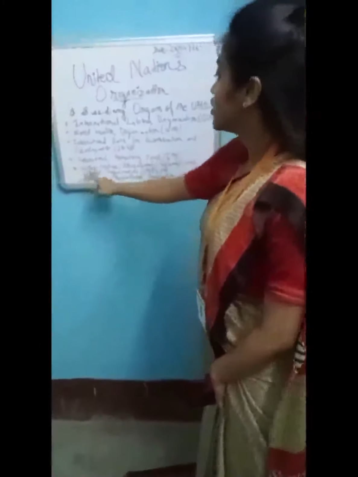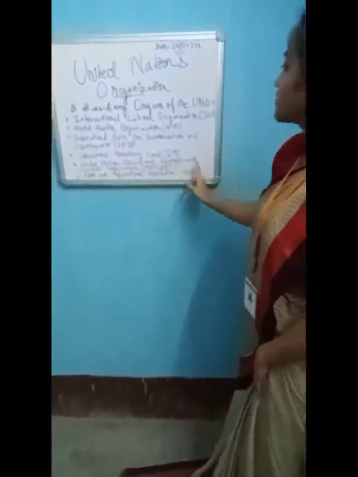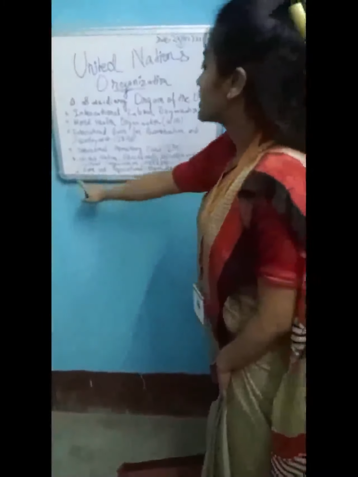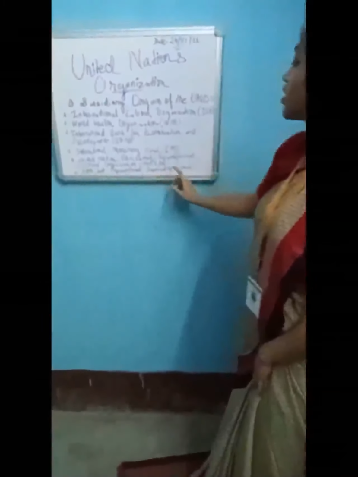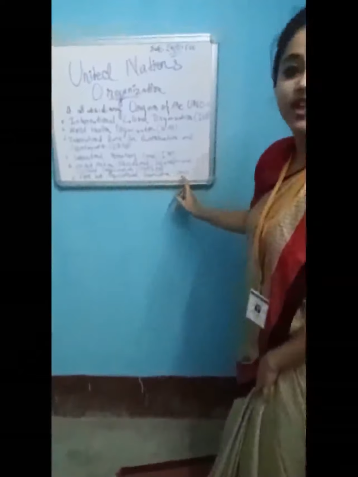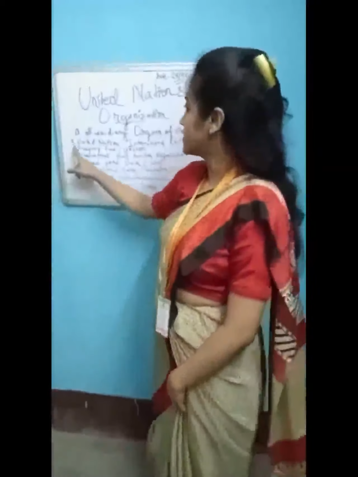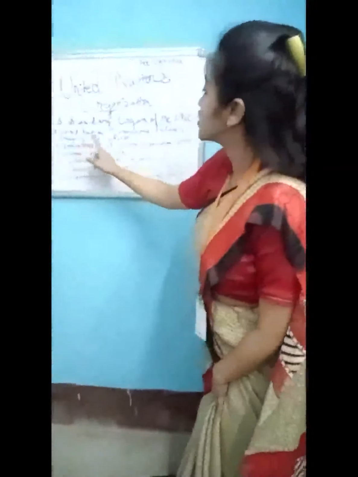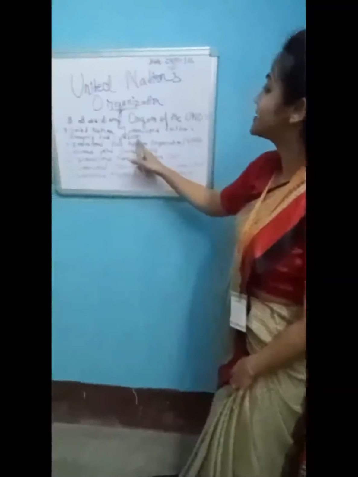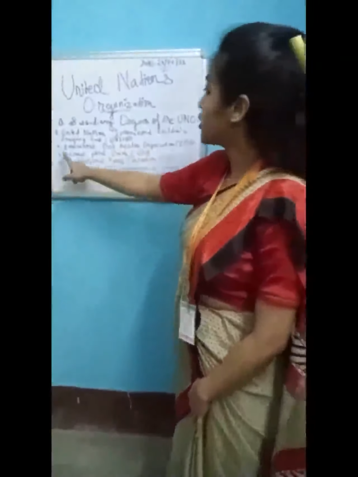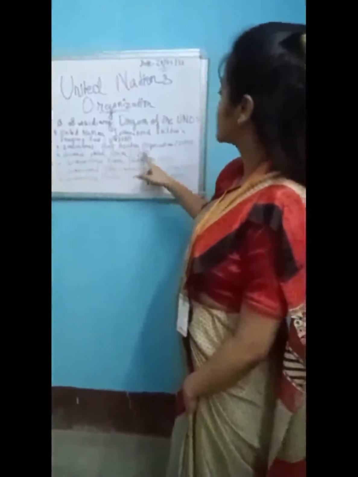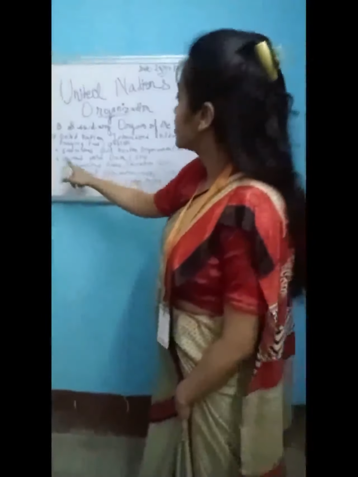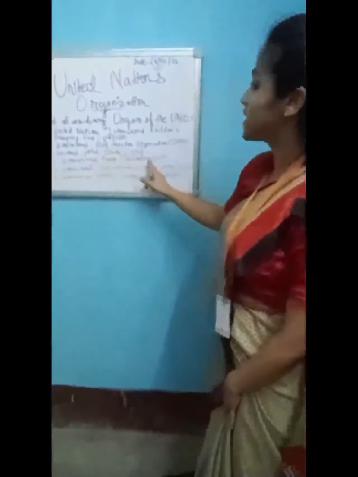Fifth one is United Nations Educational, Scientific and Cultural Organization, that is UNESCO. Sixth is Food and Agricultural Organization, that is known as FAO. So the seventh number is United Nations International Children's Emergency Fund, that is UNICEF. Eighth point is the International Civil Aviation Organization, ICAO. Ninth is Universal Postal Union, UPU.